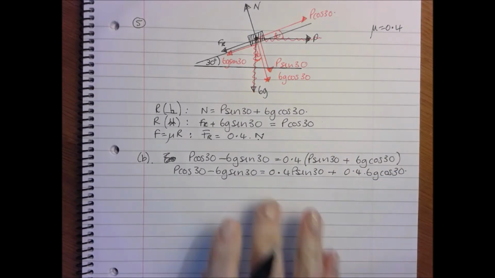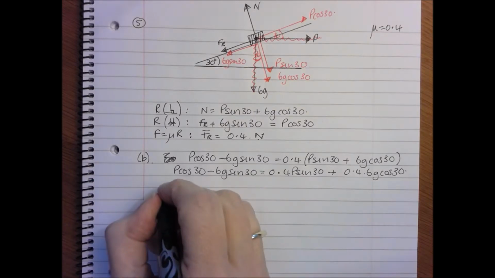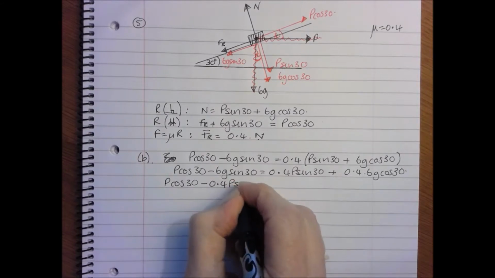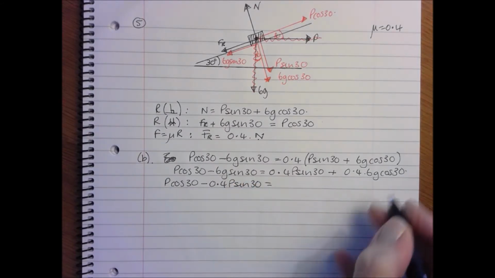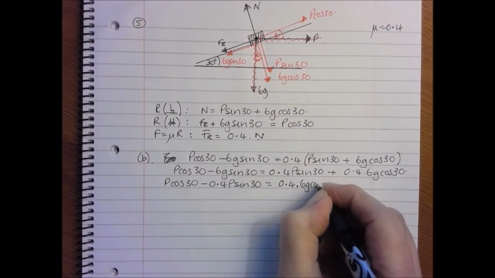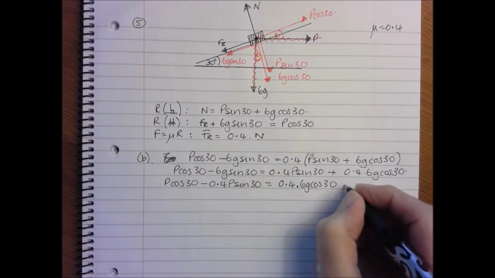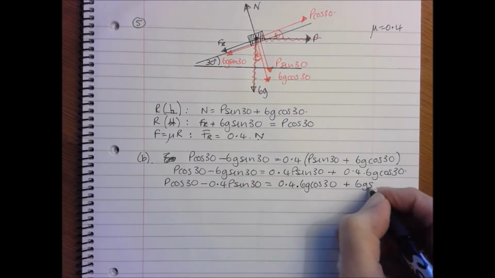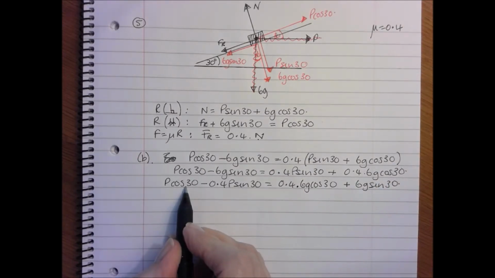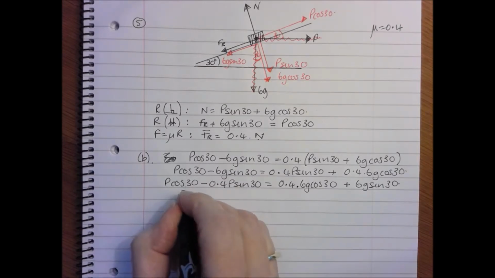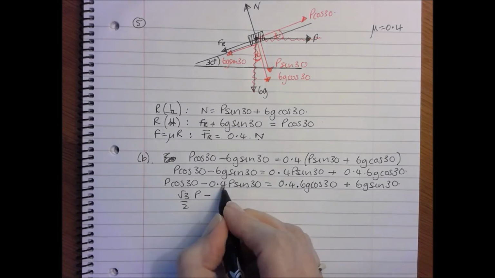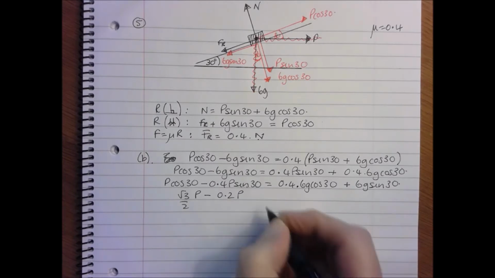So I want my P's on one side, everything else on the other side. So P cos 30 minus 0.4 P sine 30 is going to be equal to 0.4 times 6g cos 30, and then if I take this over it becomes positive, so plus 6g sine 30. So cos 30 is root 3 over 2, so root 3 over 2 P. Sine 30 is a half, so a half of 0.4 is 0.2, so 0.2 P.